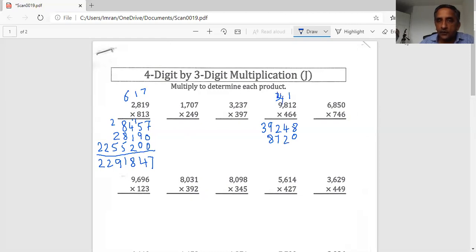So you can cross out 3 now. So 6 times 9 is 54. 54 plus 4 is 58. So we can write 58 here.